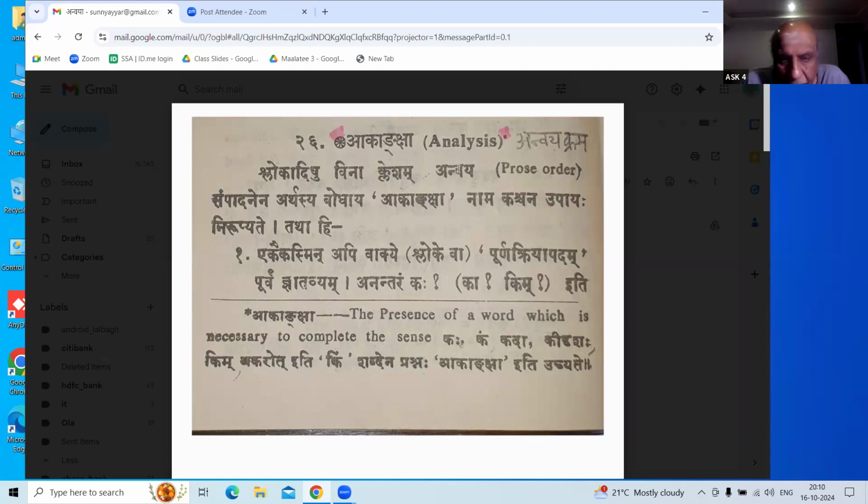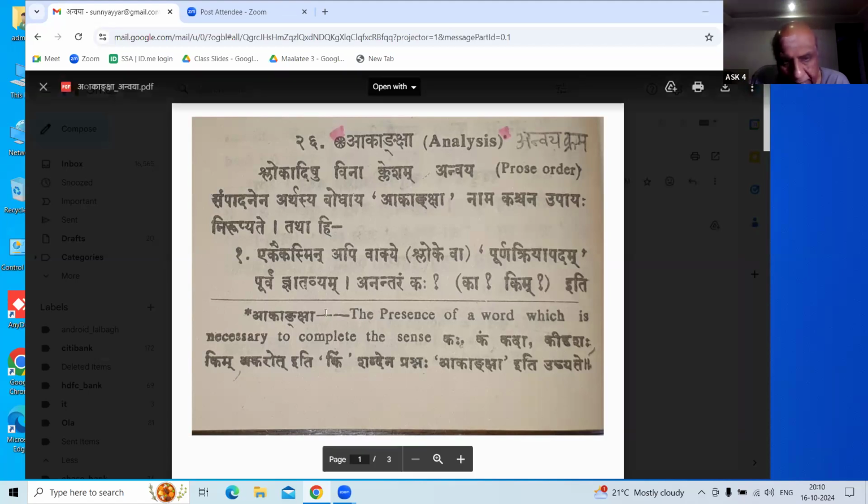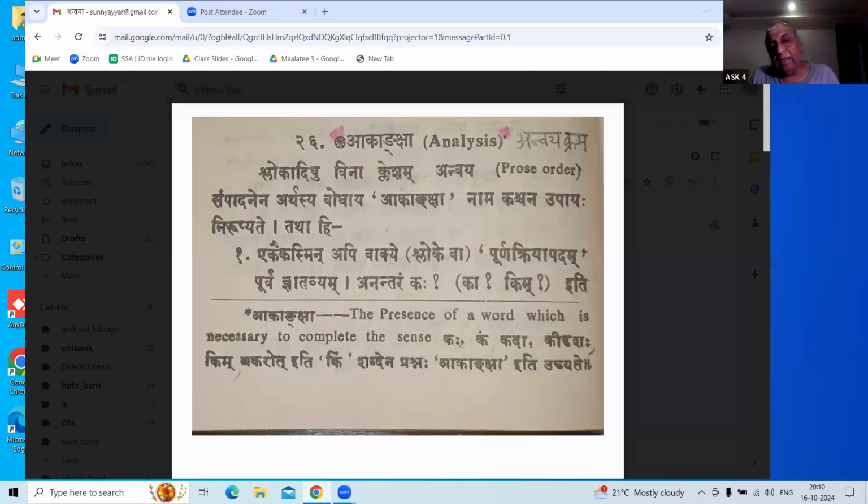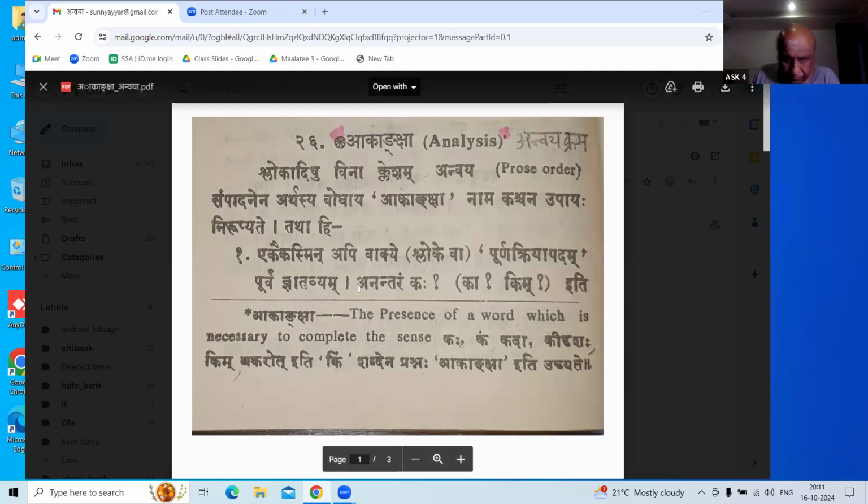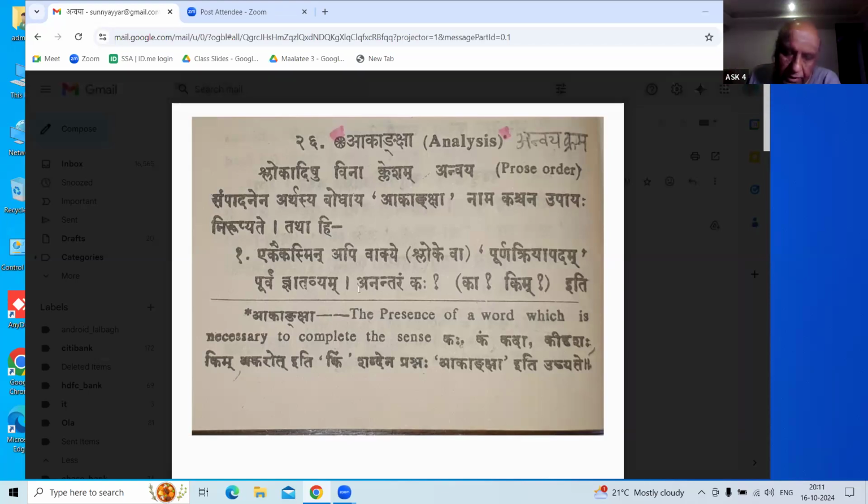Ekaikasmin api vakye slokeva. It's in a sentence. Ekaikasmin api vakye, even in a single sentence or in a sloka, purna kriya padam purvam gnatavyam. So when we have to do the prose order, what do we have to do? First, we have to identify the purna kriya padam, that is the full verb in that sentence. So first, we have to identify the verb in a sentence.